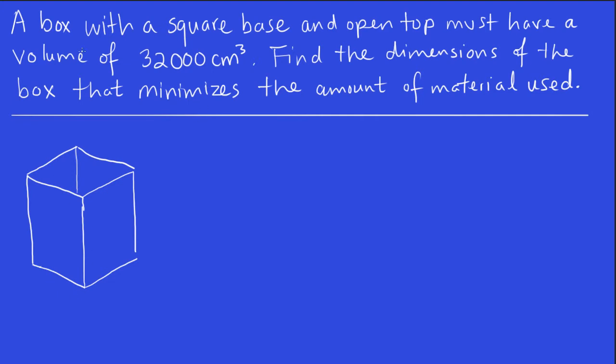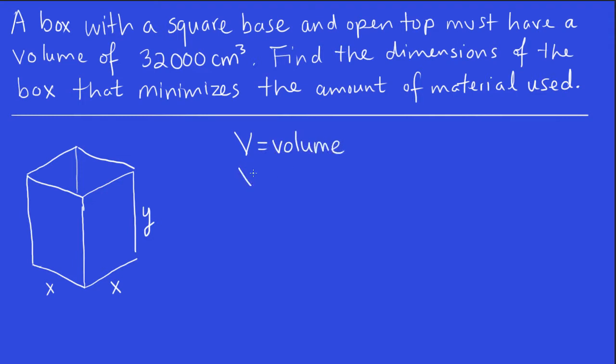We know that the box has a square base, right? So we can call this x and this x. And the height we don't know, so we need to use another letter. Let's call it y. Let's call V the volume of this box.